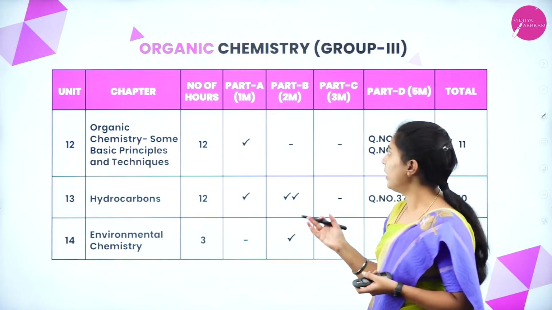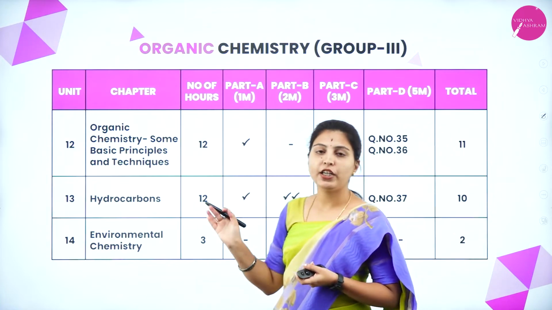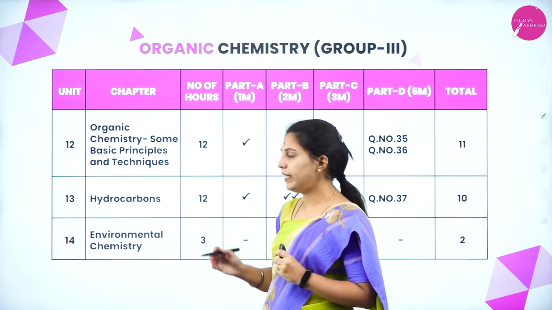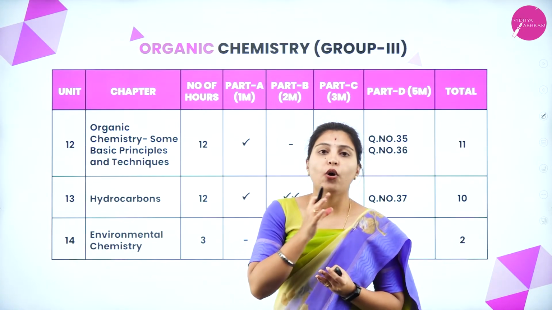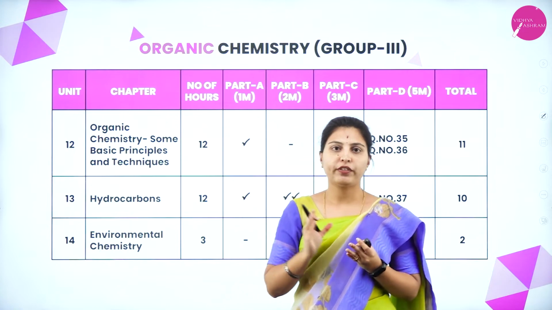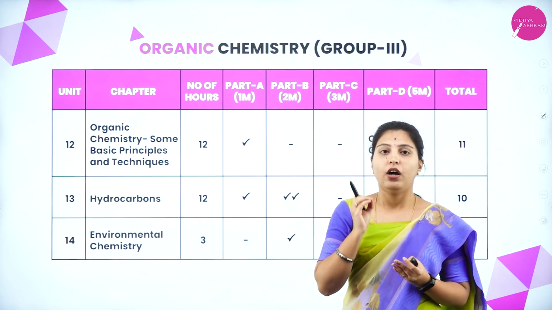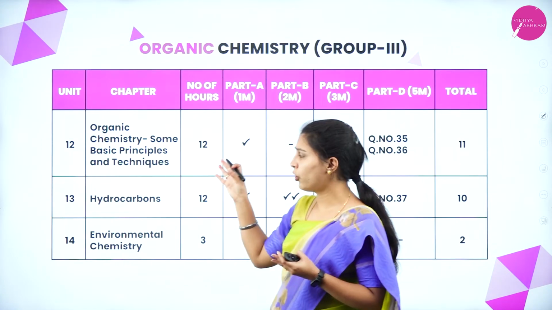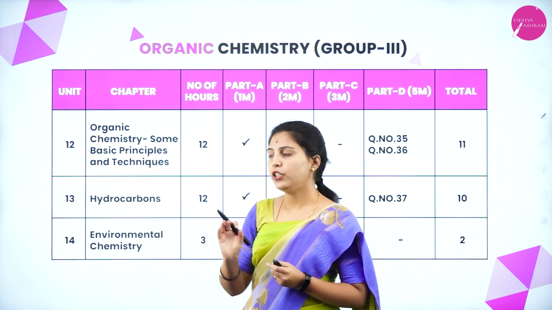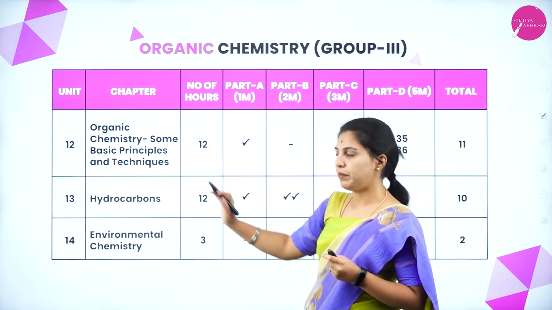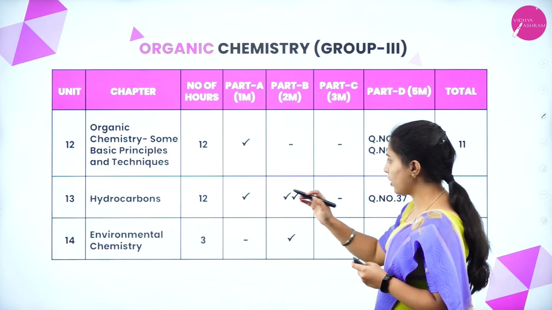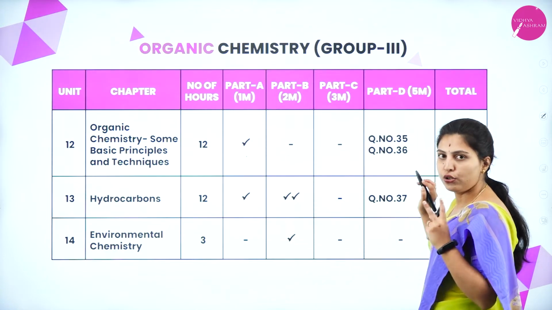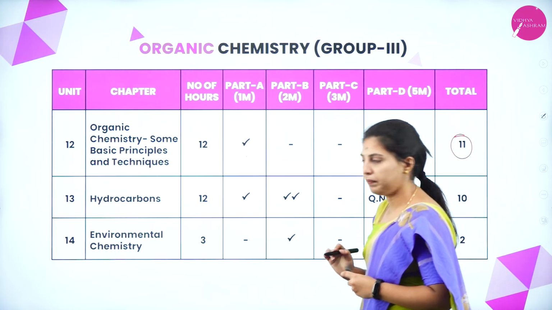Organic chemistry part, that is group 3. In this part you will be having 3 chapters, that is organic chemistry, some basic principles and techniques. In this chapter, overall the basic concepts of chemistry like organic chemistry, how the reactions will be written, how the arrow marks will be written, what are the basic concepts, everything you will study in the basic principles part. For this chapter you have provided 1 mark 1 question, 5 mark 2 questions, overall 11 marks.